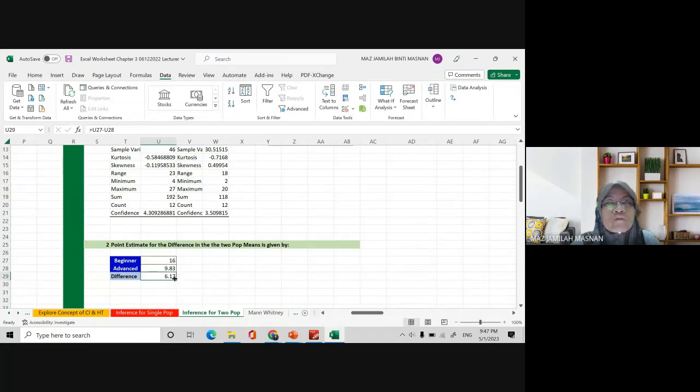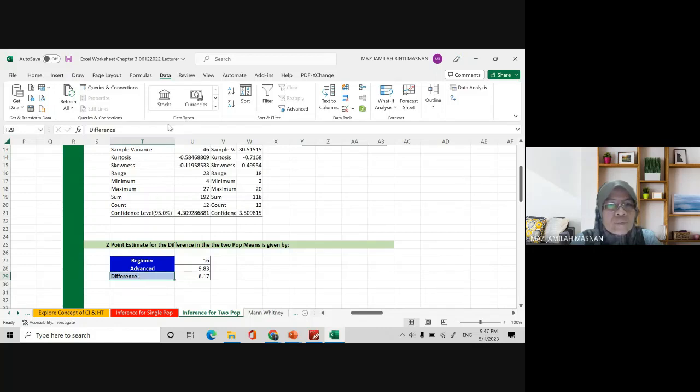The difference, because for two population we are counting the difference. That's why here I have equal to beginner minus advanced. Enter. I got this value. This is the difference for beginner minus advanced. If you want to be more clear, you can put "difference beginner minus advanced" so that it is clearer. You can add that in your Excel sheet. That will be the first part.